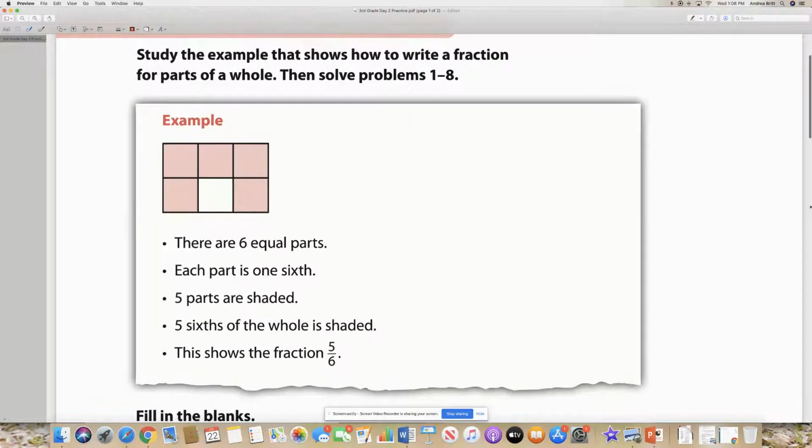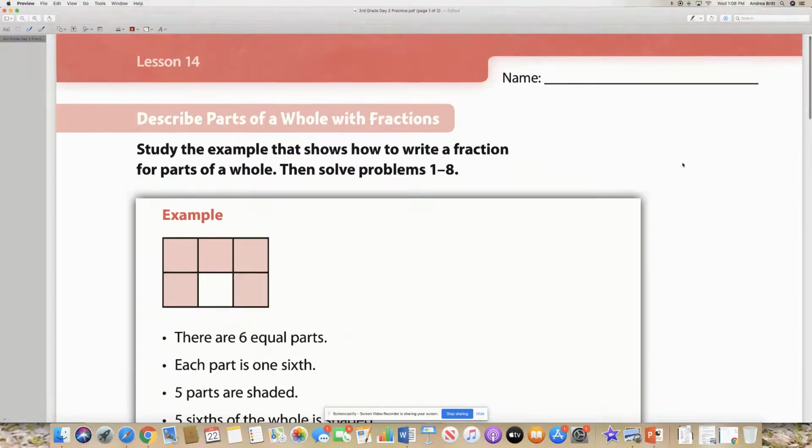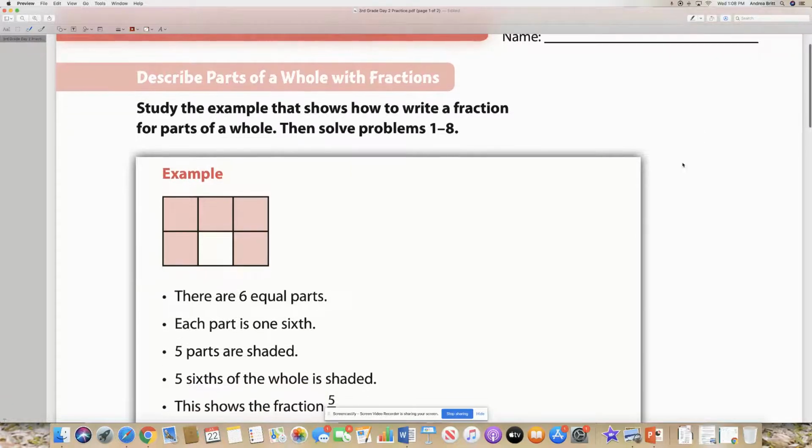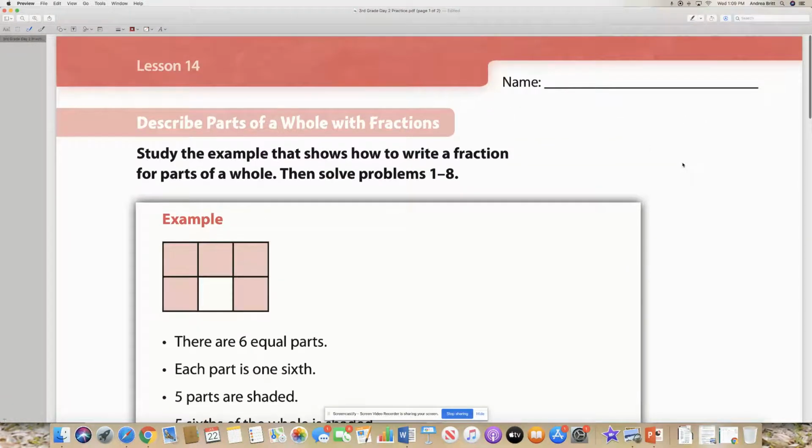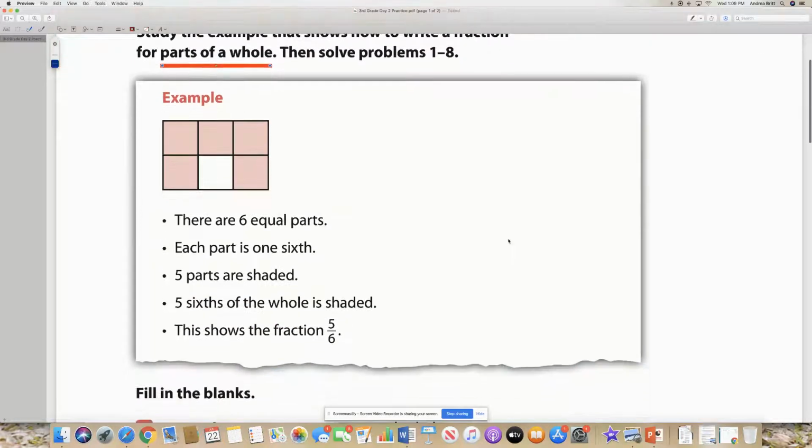All right, guys, now I'm going to do your video going over your independent work for today. I'm not going to do it with you, but I just want to briefly go over it. So this is your example. You are going to study the example that shows how to write a fraction for parts of a whole, and then solve problems 1 through 8.